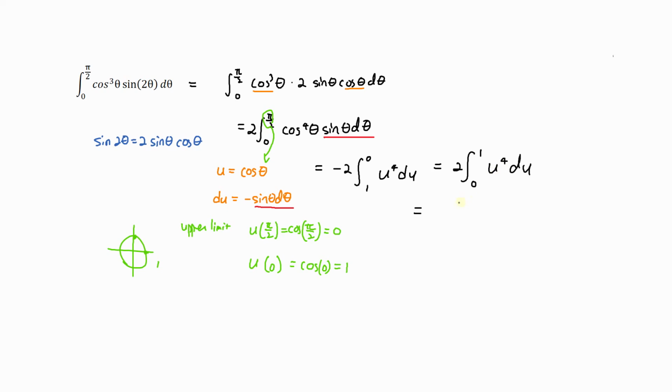And it's a simple antiderivative where you add a 1 to the exponent. 4 plus 1 is 5. And then this time you divide it by 5, unlike multiplying it in the derivative. And then you have 1 and 0. And don't forget 2 at the end. And if I substitute in, I get 1/5 times 2, so the answer must be 2/5.